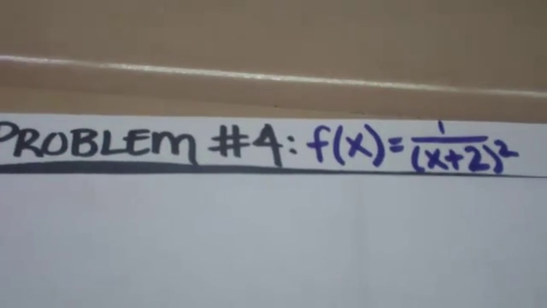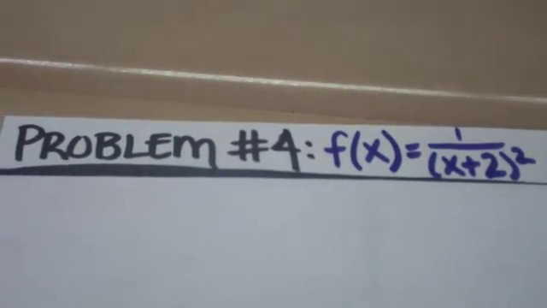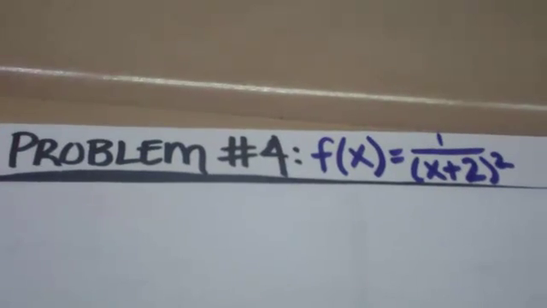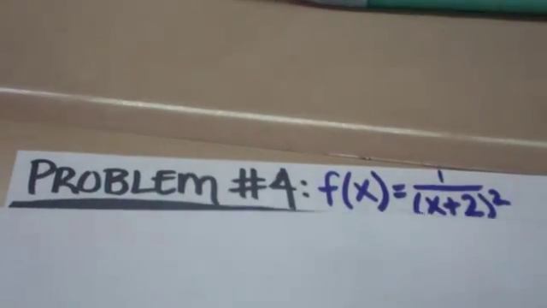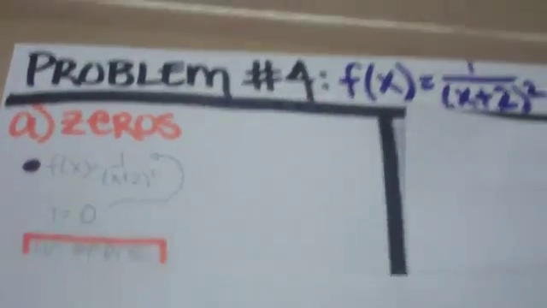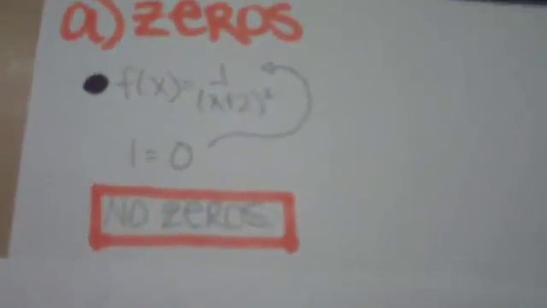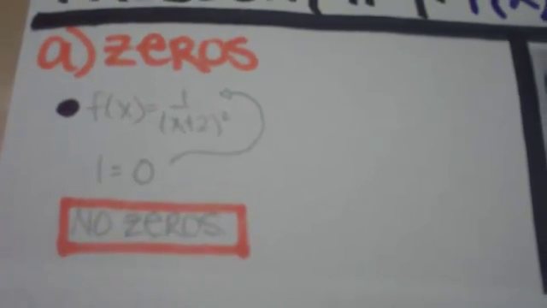In this video, we will be finding various key elements of the function f of x equals 1 over (x plus 2) squared. The first element that we're going to find are the zeros. They are any point that lies on the x-axis. To find the zeros, we will want to set the top of the equation to 0 and solve.